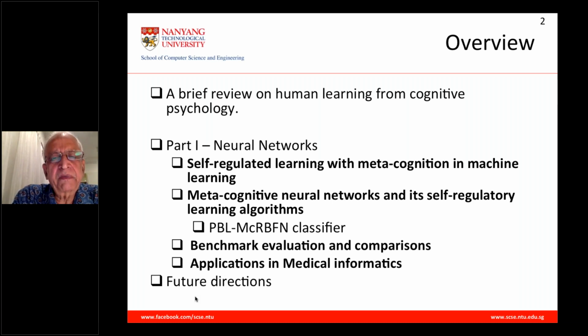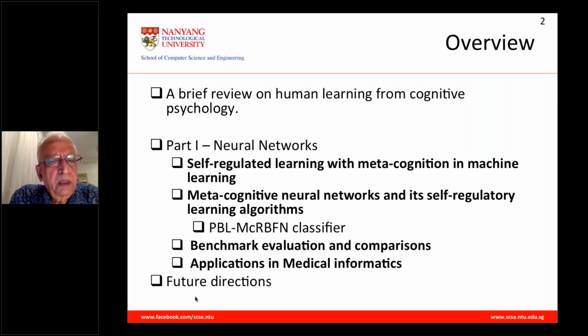And one specific example I am giving. When I say MC, it is metacognition. RBFN, radial basis function neural classifier, and of course its learning algorithm that we call PBL, projection based learning. This is what we did some time back. So I want to talk about that, not in great detail, just an idea. I'll give you the references. You can go and do a detailed study, and the software and all that are available.